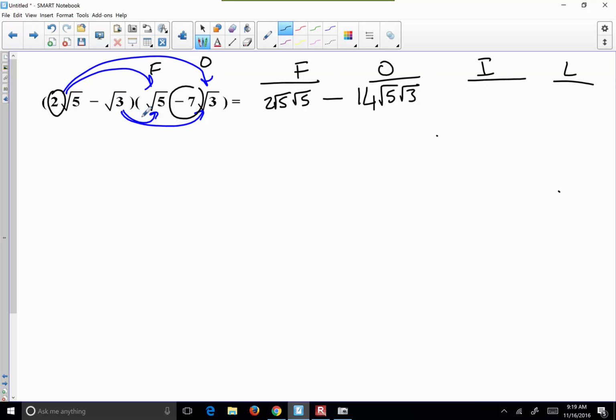Inside terms, this is I. Root 3 root 5 with a negative, like negative 1 positive 1. Negative 1 times positive 1 is negative root 3 root 5. And last terms, L: minus 1 minus 7 makes positive 7, root 3 root 3.